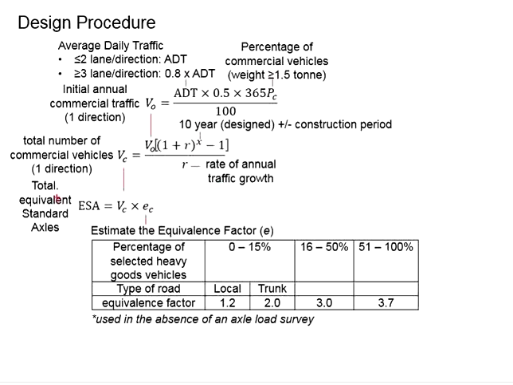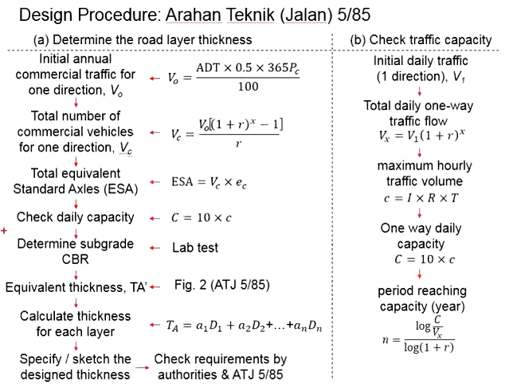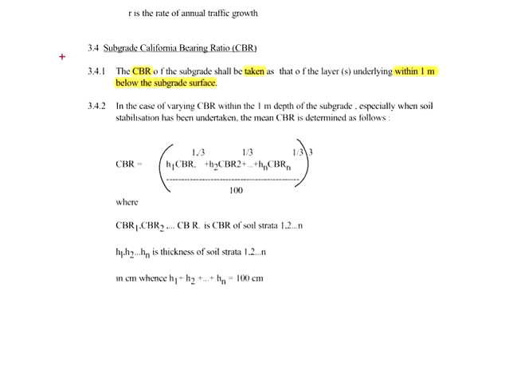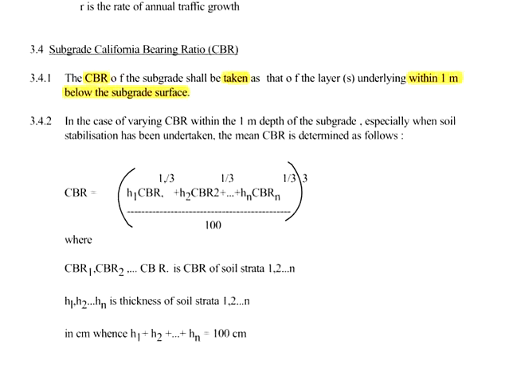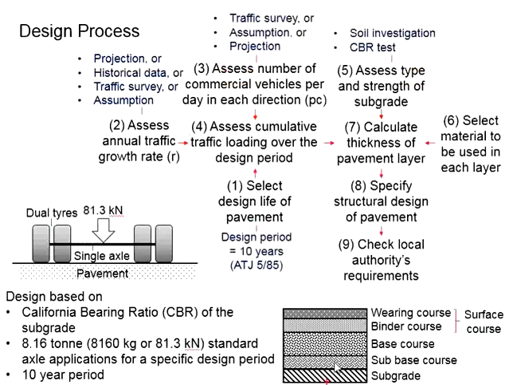After acquiring the total equivalent standard axles, the following step is determining the CBR value for the subgrade. You may refer to clause 3.4 of the Arahan Teknik. It states that the CBR for the subgrade should be taken as that of the layers within 1 meter below the subgrade surface. This is the subgrade.